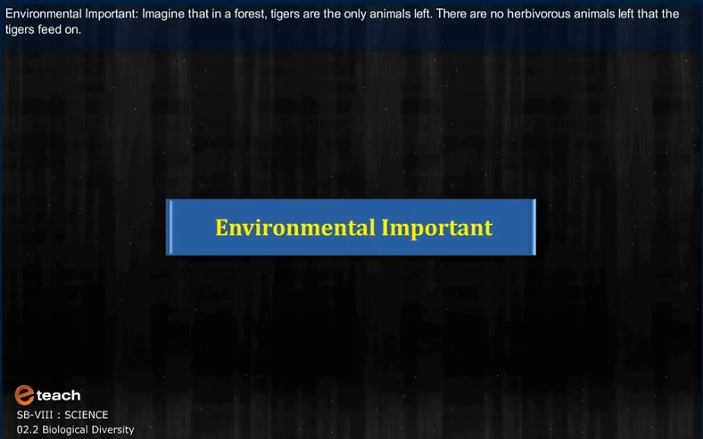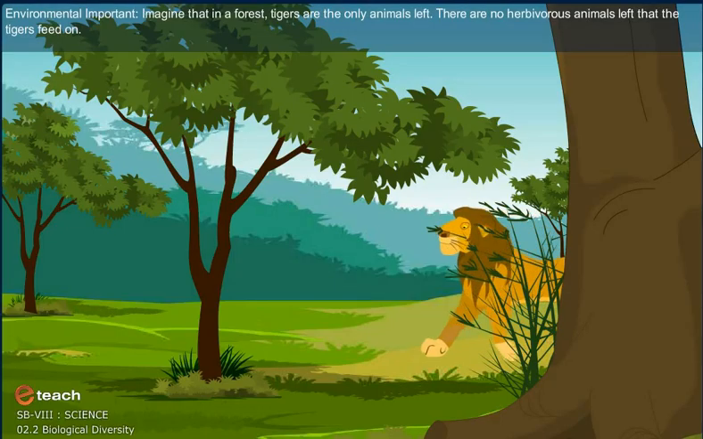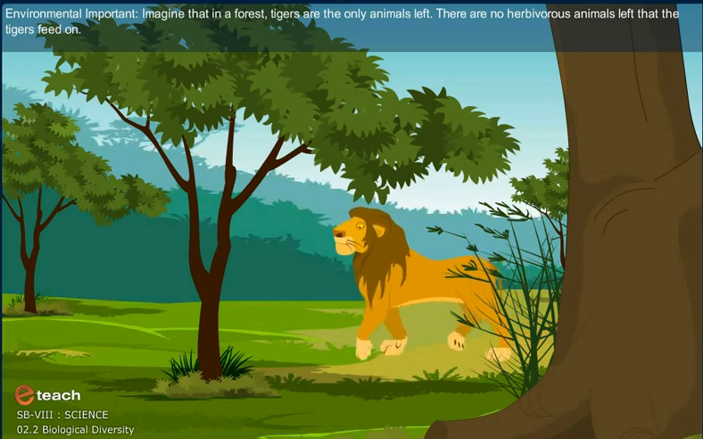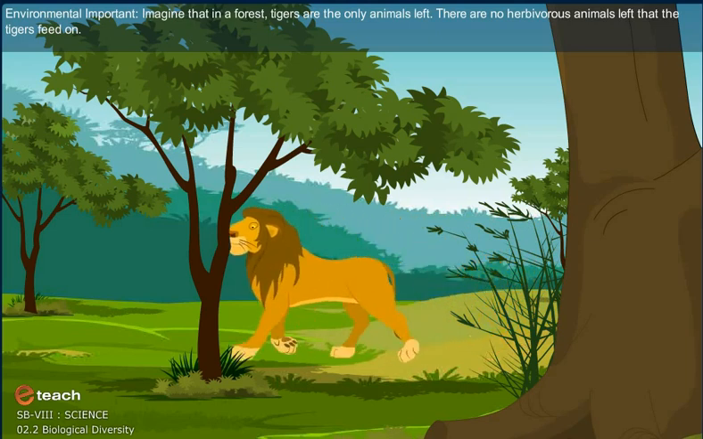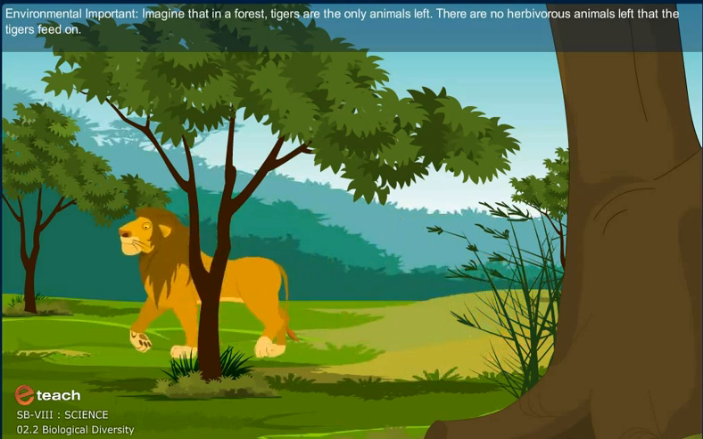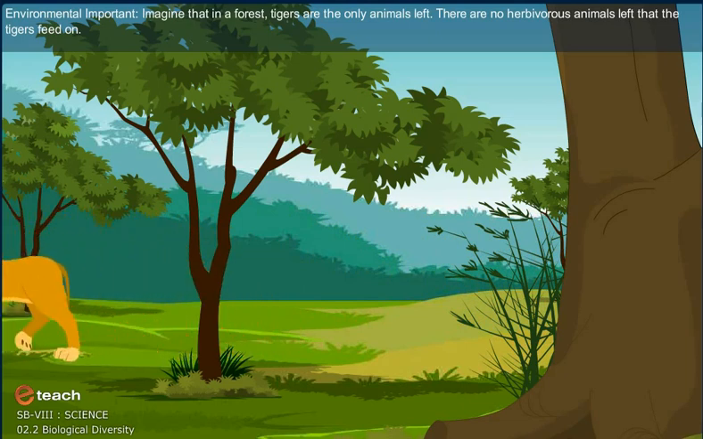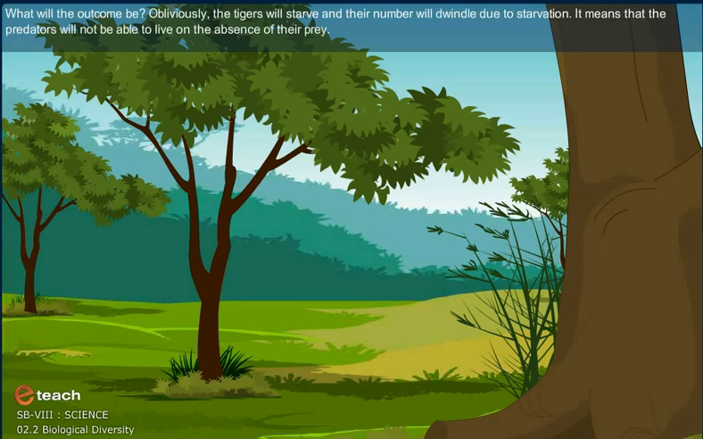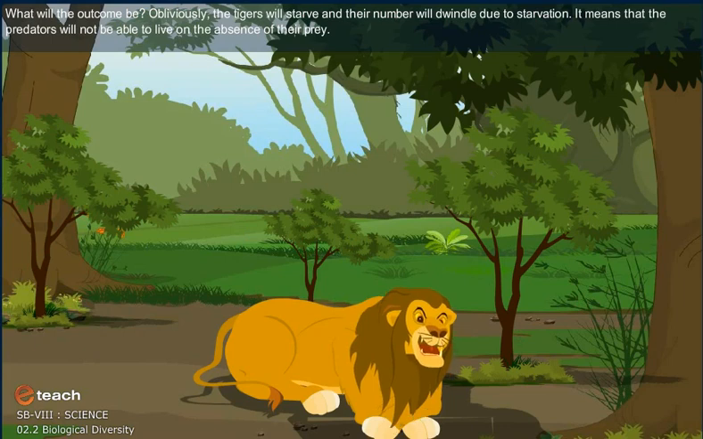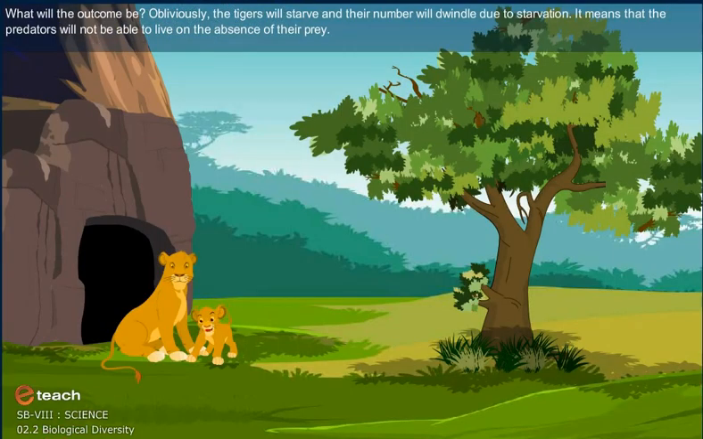Environmental importance. Imagine that in a forest, tigers are the only animals left. There are no herbivorous animals left that the tigers feed on. What will the outcome be? Obviously, the tigers will starve and their number will dwindle due to starvation. It means that the predators will not be able to live in the absence of their prey.